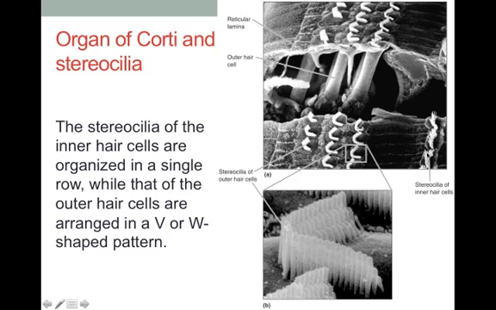Here is another illustration of the same point. So here the stereocilia of the inner hair cells are in a straight row, while those of the outer hair cells are V shaped over here. And again, here also you're seeing the overall shape of the outer hair cells is more like test tube shaped. They're longer and thinner, and the inner hair cells are more like vase shaped.